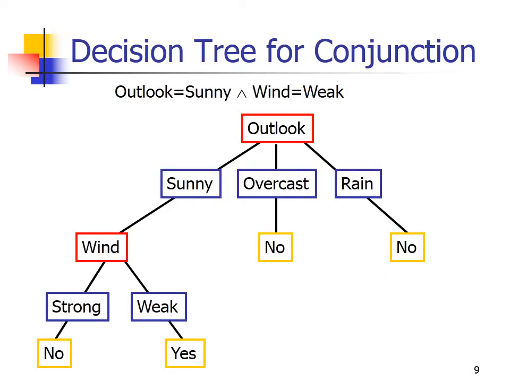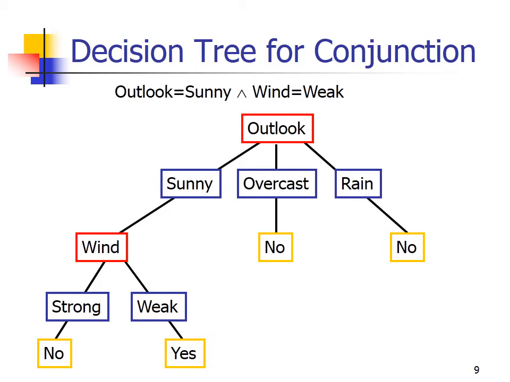This is a partial decision tree. Here, decision trees can be described as disjunctions of conjunctions. Outlook is equal to sunny and wind is equal to weak. It classifies as yes. Outlook is equal to overcast.